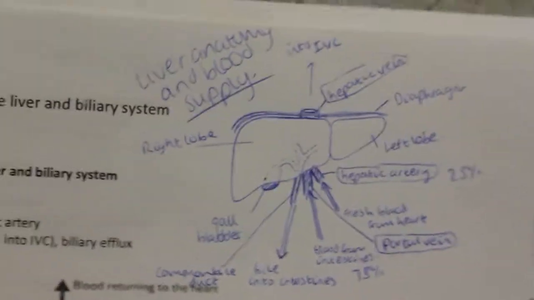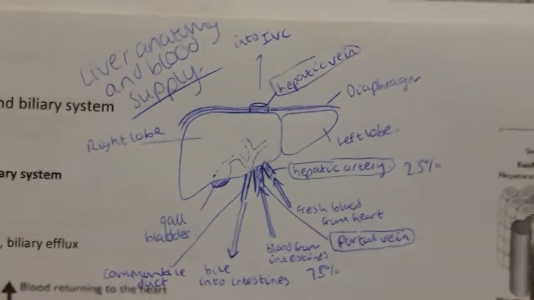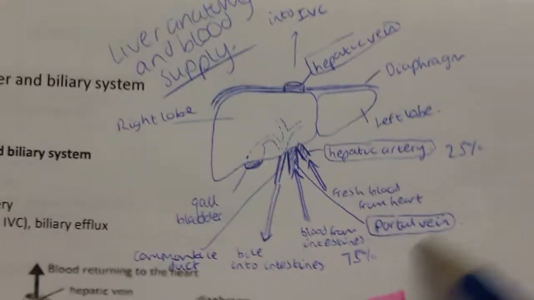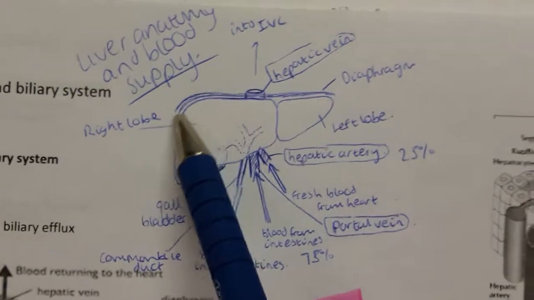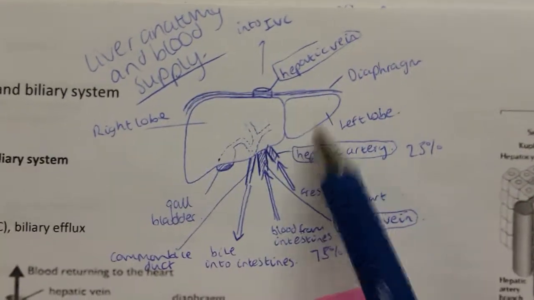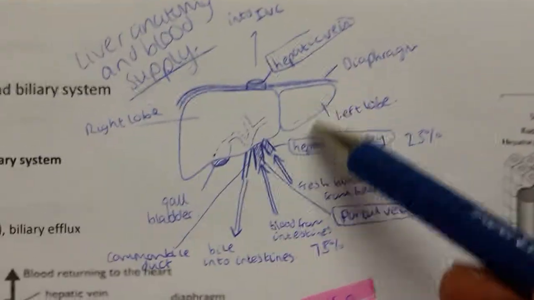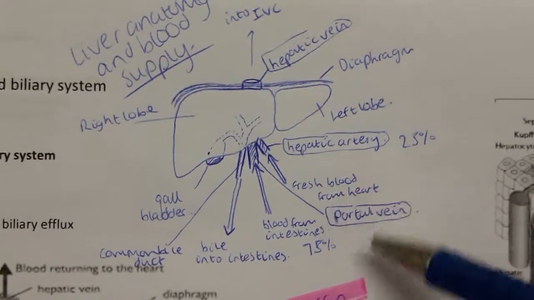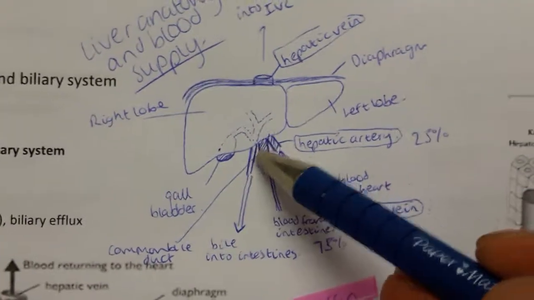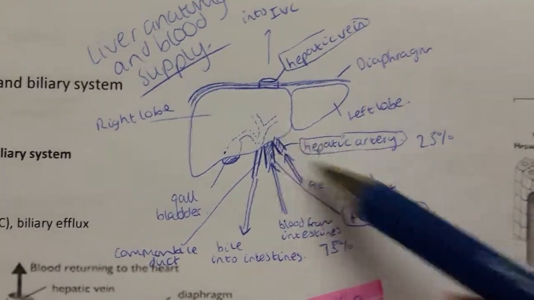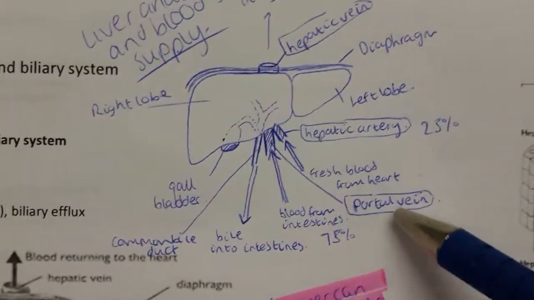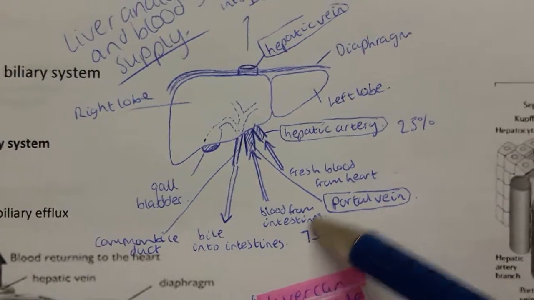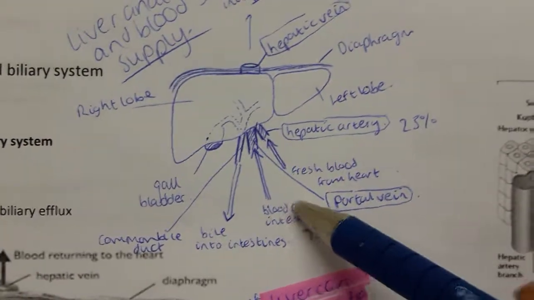So first let's have a look at liver anatomy and blood supply. The liver has two lobes. It's got the right lobe, which is larger, and the left lobe, which is smaller. Above the liver you have the diaphragm. In terms of blood supply, the liver is supplied from two things: the portal vein, which is larger here, and the hepatic artery. The hepatic artery is 25% and it's fresh blood from the heart, whereas the portal vein is 75%, so most of it, and it's blood from the intestines.